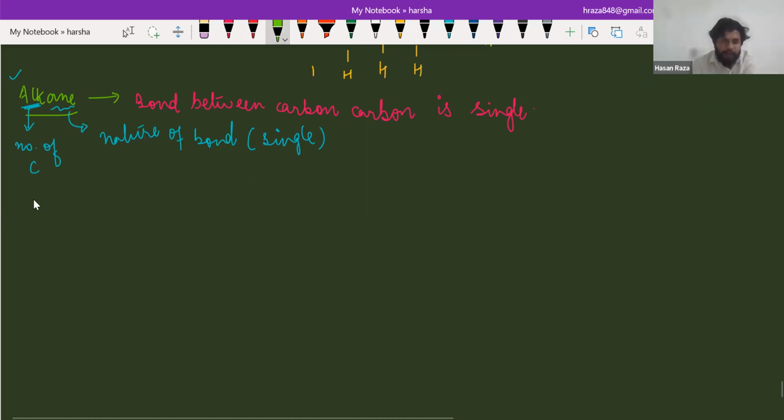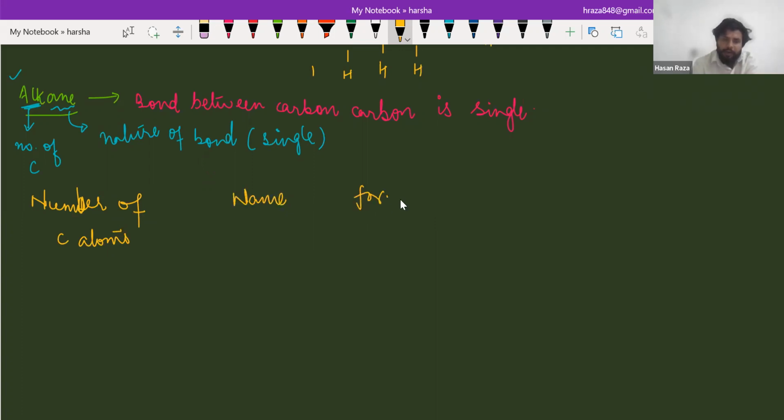So here I am going to make a chart: number of C atoms, that means basically carbon atoms, then what will be its name, and then the formula, and then a structure. We will also talk about the structure. We already know the general formula of alkane, that is CnH2n+2.